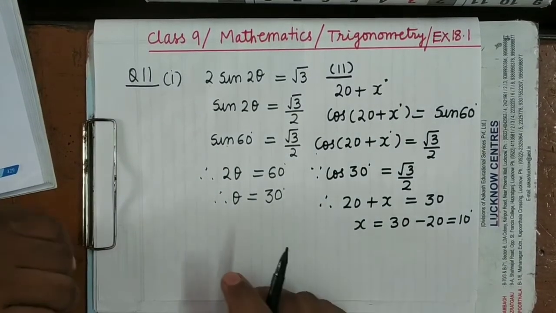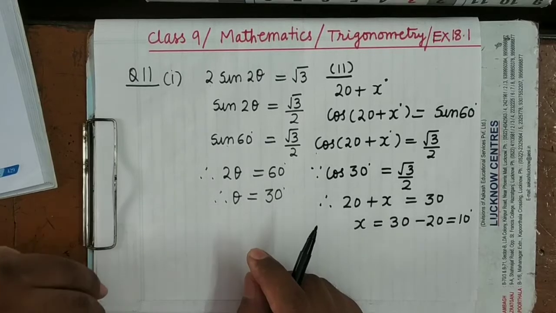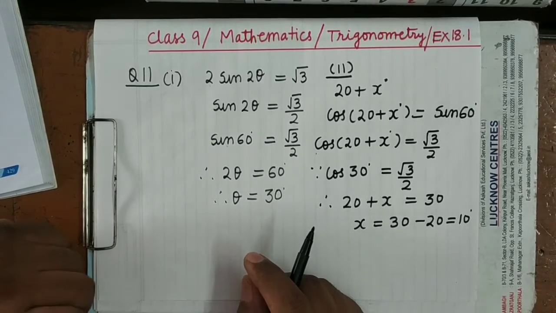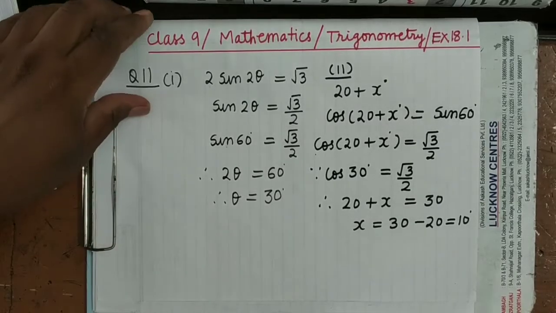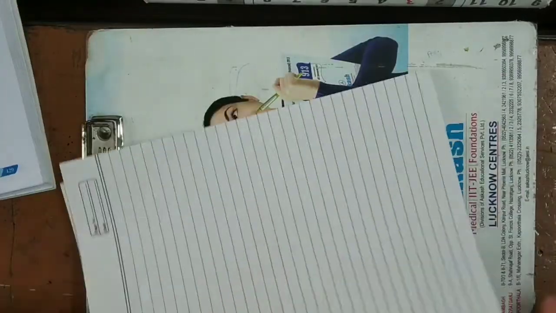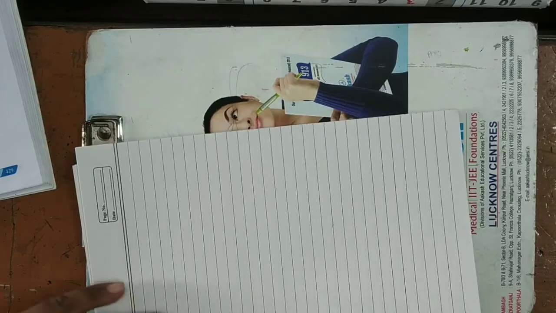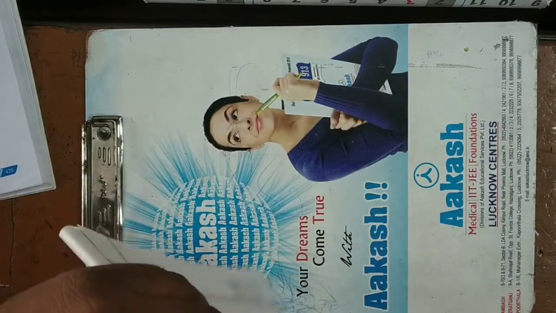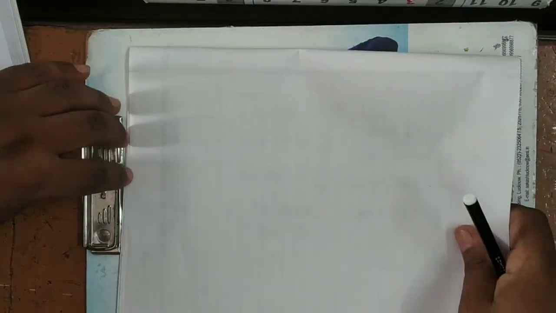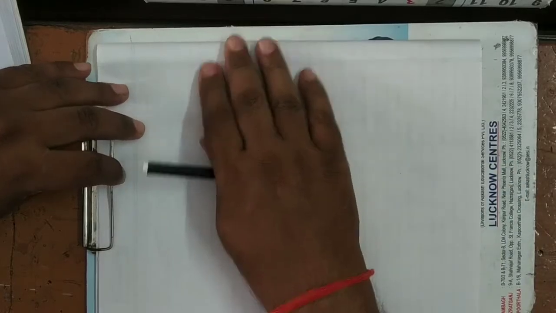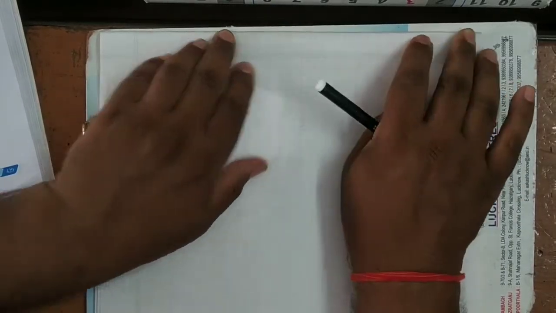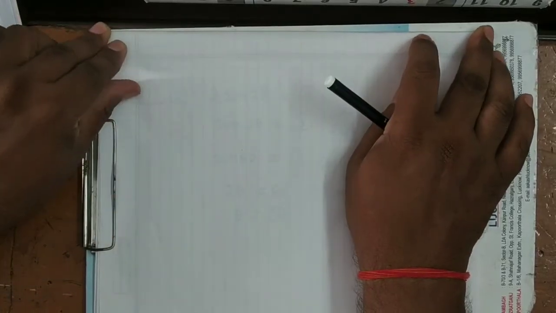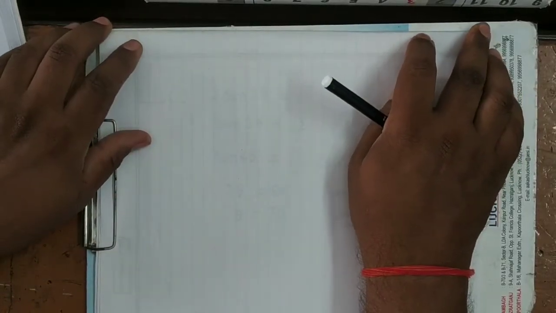It's clear? Then the third part you can do. Third part I am not doing. Now see here, question number 12. And you try to do, not try to do, you must do these questions by yourself. It's clear? Then only these values will be remembered by you.